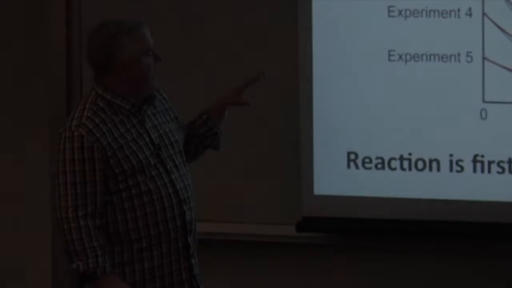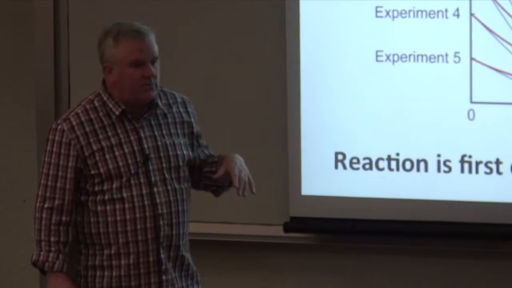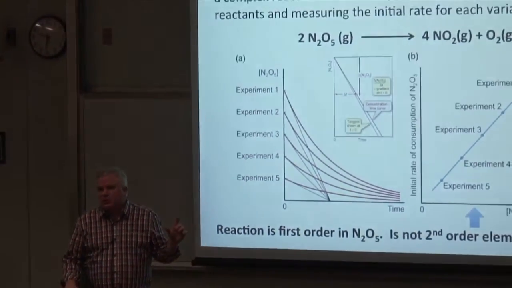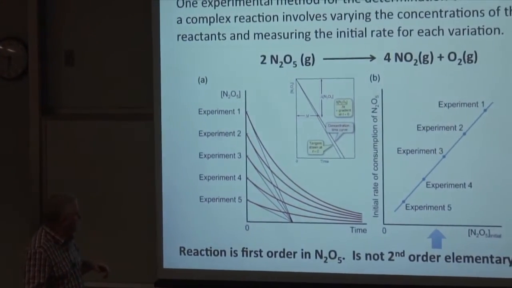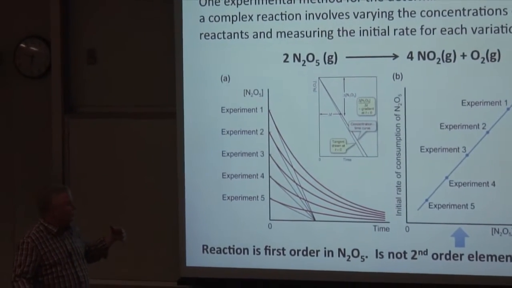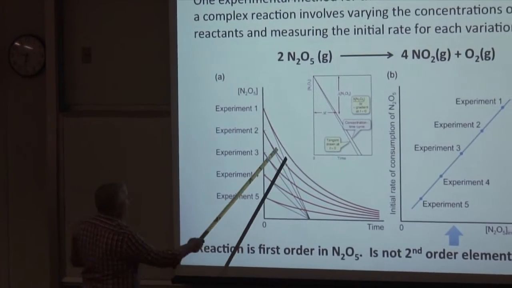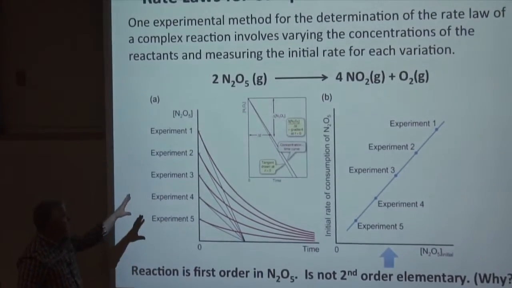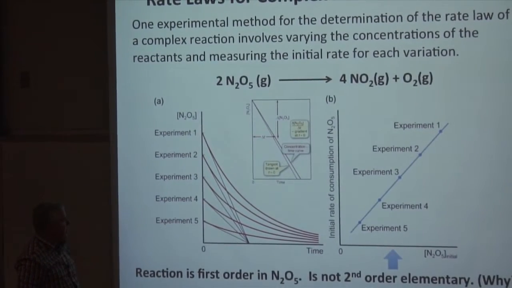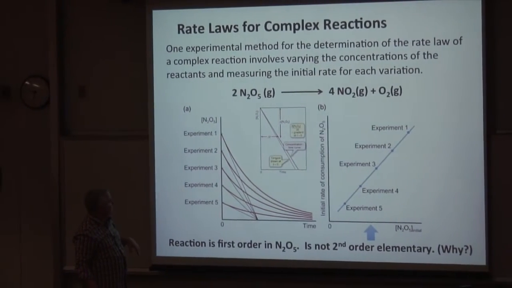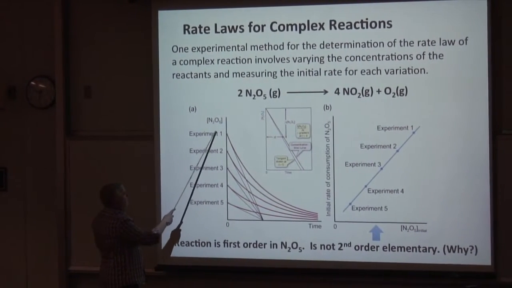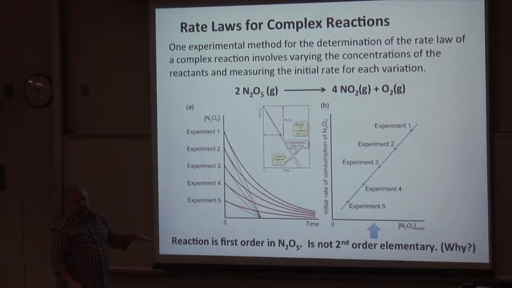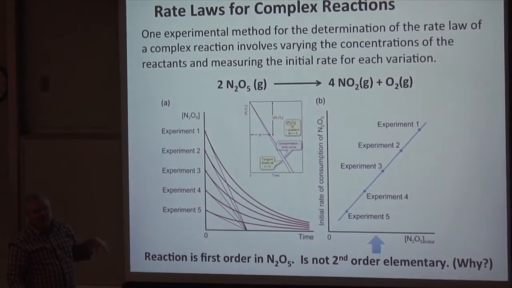So last class we ended here and we talked about how we might determine the rate law by the method of initial rates. We can use initial rates in different ways, but this was one way. If we have some reaction, in this case this is the reaction, we do a series of experiments where we change the initial concentration of N2O5, get the kinetic profile, and we can get the initial rates.